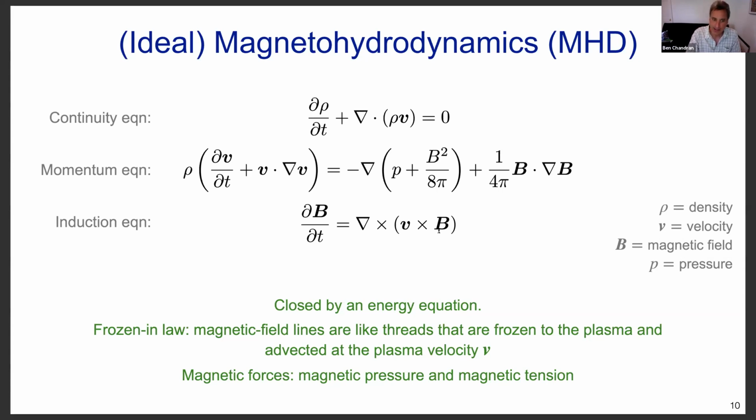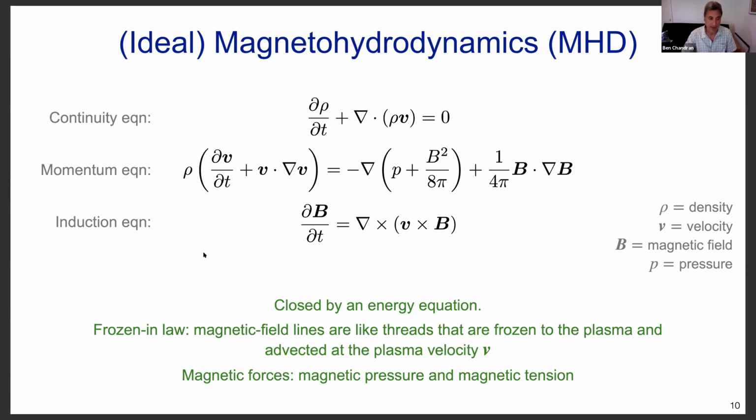There are 2 points I want to highlight about these equations. The first is a consequence of that third equation. It's the frozen-in law, which states that the magnetic field lines in a perfectly conducting plasma are like threads that are frozen to the plasma and advected at the plasma velocity, which is a phenomenally useful law for understanding how magnetic fields evolve in a plasma with flow.